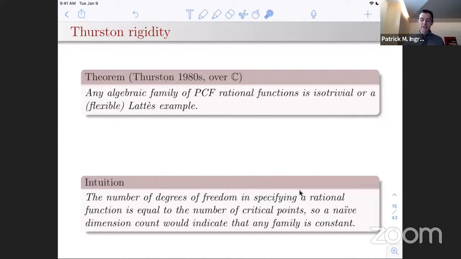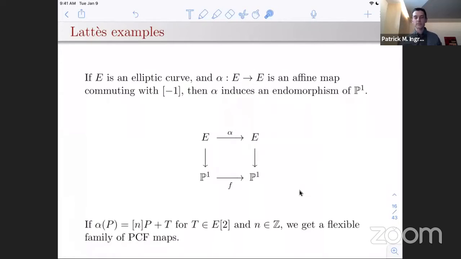And one of the hints that it might not be that easy to prove is the fact that there are these exceptions. And so I'll tell you what those exceptions are. What are these flexible lattice examples? If you haven't seen these before, there's a sort of general way of constructing a mysterious looking rational function of one variable about which you can say a lot. And that is the following.